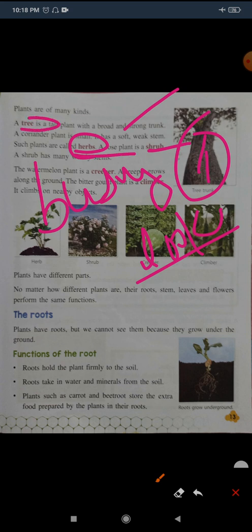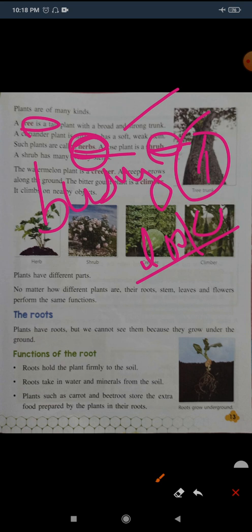What are the examples of trees? Mango tree, neem tree, pine tree, coconut tree. The examples of shrubs are rose, jasmine, hibiscus. Now herbs: coriander, spinach, mint. These are all examples of herbs.